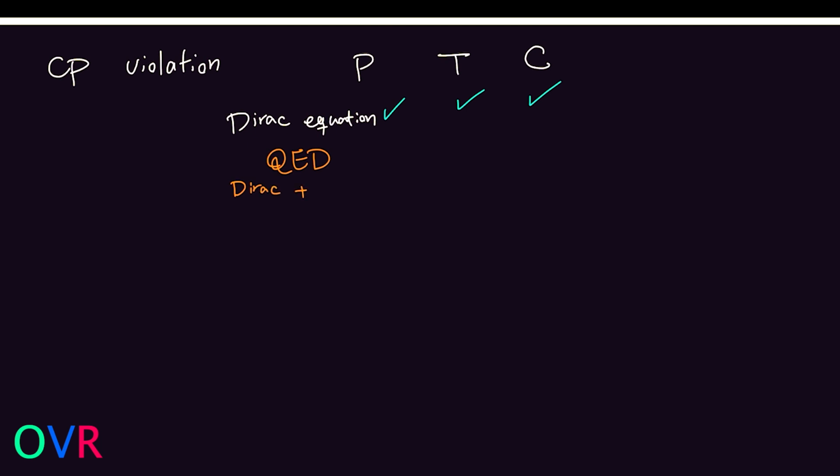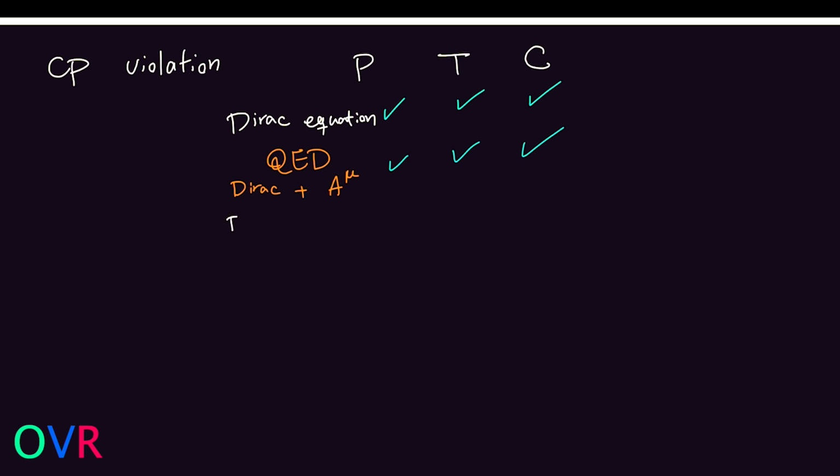So, CP violation. We have these separate transformations: P, T, and C. Let's say the Dirac equation respects parity, respects time symmetry, and respects charge conjugation. And you have QED, for example. QED is technically the Dirac equation plus the electrodynamic, or A mu, the electromagnetic field. This one also respects all three.